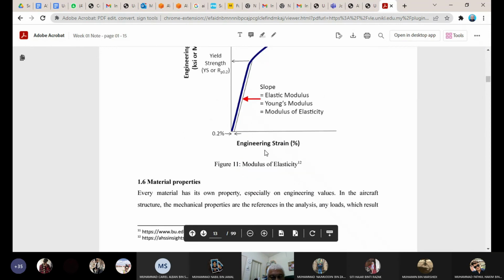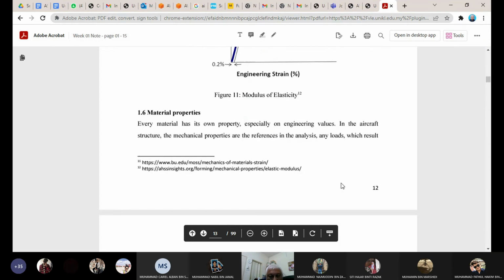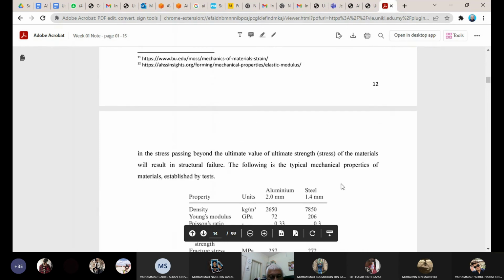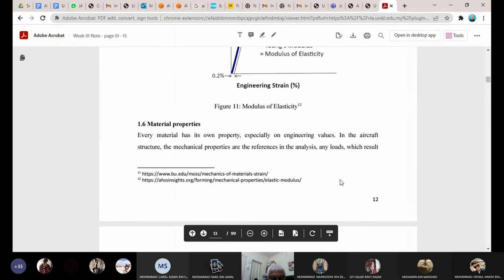Why do you need the modulus? Because some calculations depend on the modulus as a parameter. What modulus means here is the material's ability to deform, how fast it deforms with the load. If you see this a bit flat, it means with a smaller force, it deforms more. So we call that material more ductile.